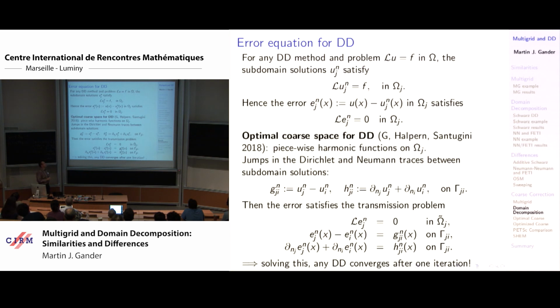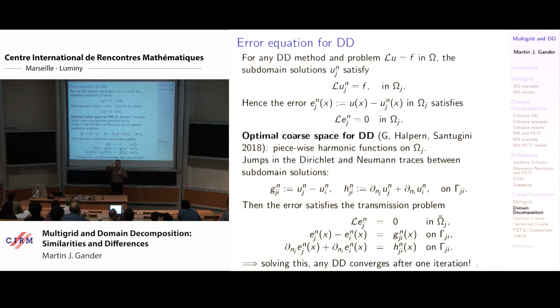I'd like to show you what the error equation is for domain decomposition, like I've shown you for multigrid. We know that any domain decomposition method, be it FETI, Neumann-Neumann, Schwarz, optimized Schwarz, no matter which method you take, solves the problem on the subdomain. It's L u_j^n equals f. That's what these methods do. If you define the error like I did for multigrid, it's the solution minus the approximation. Then if you apply the operator, independent of the PDE, you get L times u, which is f, and L times u_j^n, which is f, so you get 0.